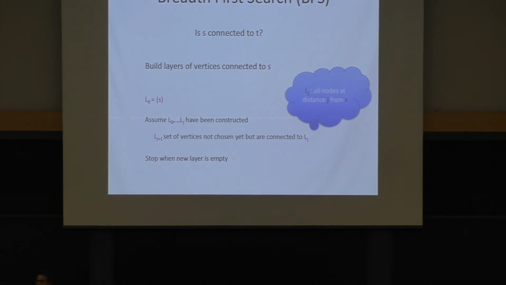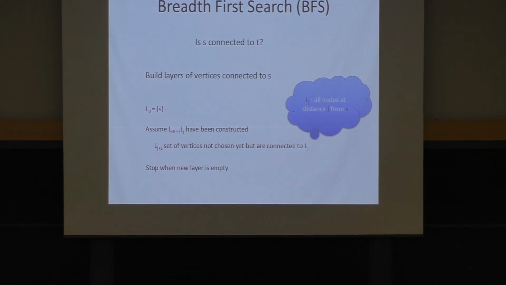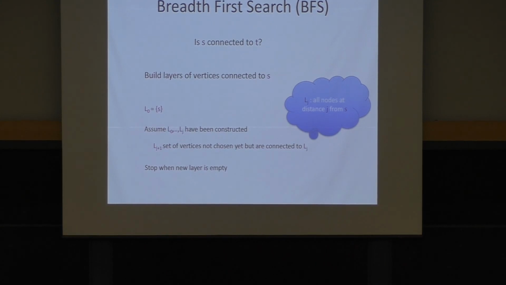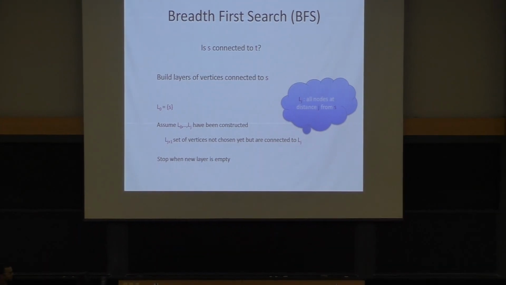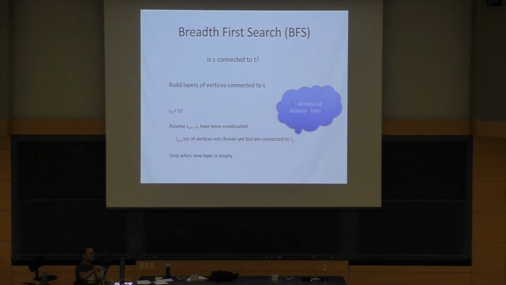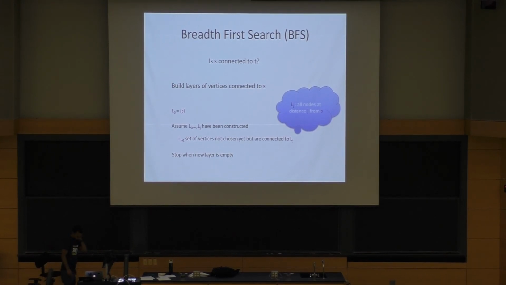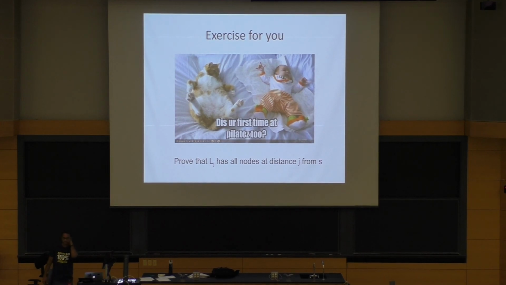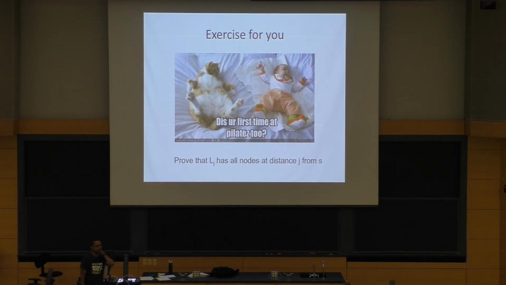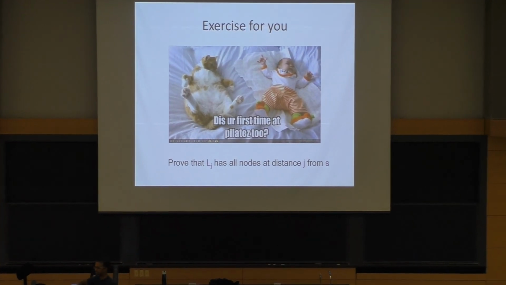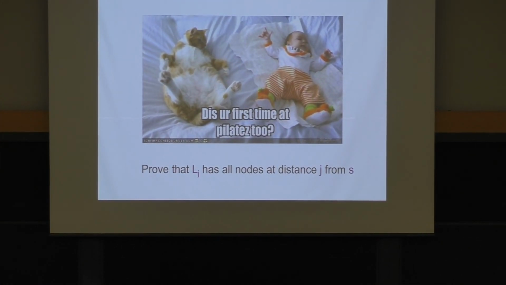What you can prove, which we are not going to prove in class, but it's proved in the book, and I highly recommend you go look it up, is that all the nodes in layer J will be at distance exactly J from the start vertex. This is an interesting property that's useful. And as I said, this is a good exercise to try. If you have not proven anything about BFS, it's a good first thing to try to prove to yourself.